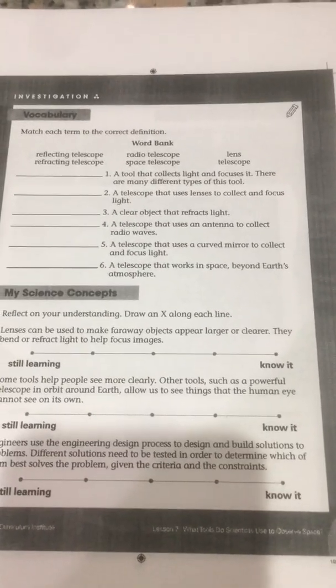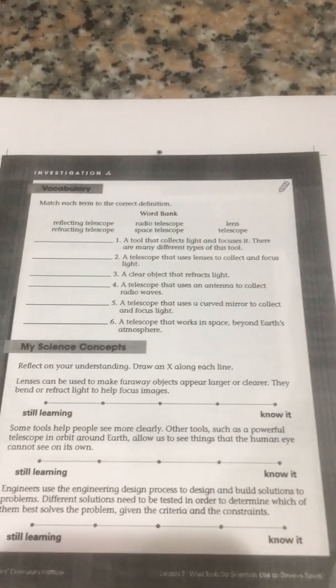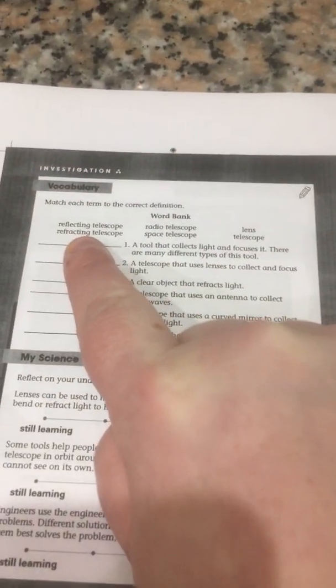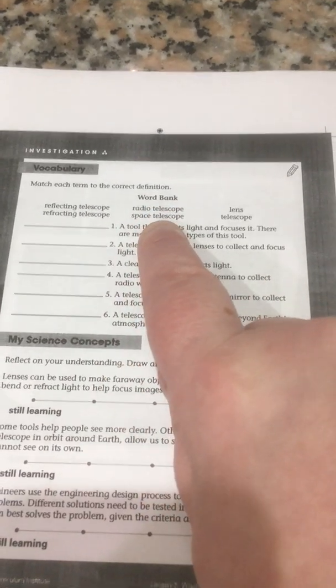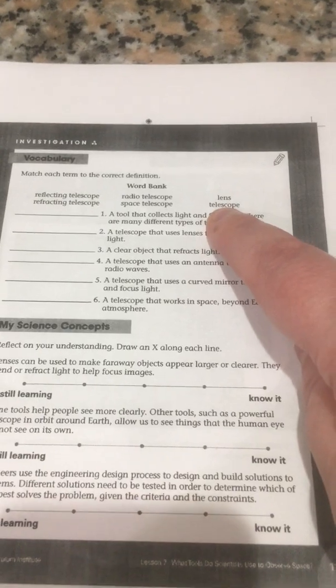Now, this lesson is different than all of our other lessons. We actually do not have an investigation. So we're going to jump right in. There's a few vocabulary words that we're going to go over, and then you are going to read and look at some different tools. So you have a reflecting telescope, refracting telescope, a radio telescope, a space telescope, a lens, and a telescope.